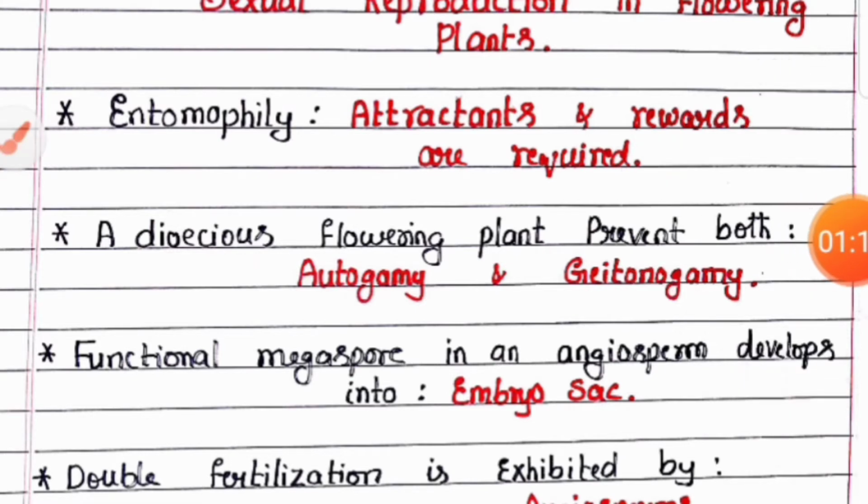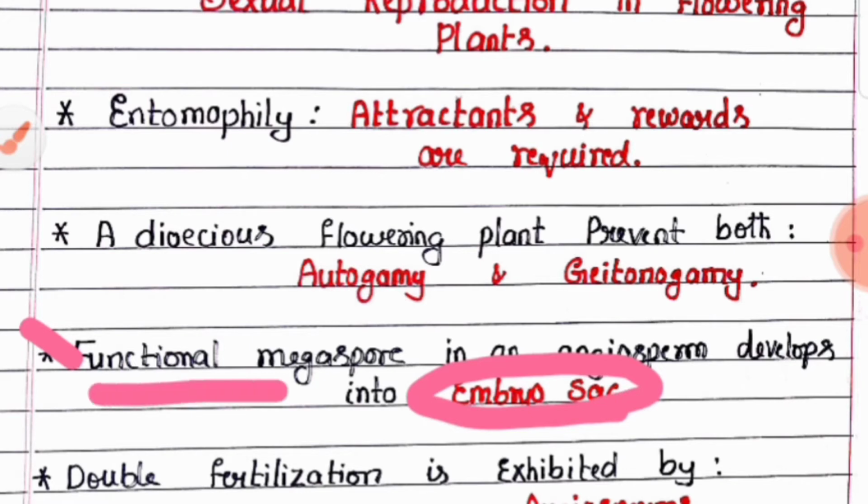Next, the functional megaspore in an angiosperm develops into the embryo sac. The embryo sac develops from the functional megaspore, and double fertilization is exhibited by angiosperms.